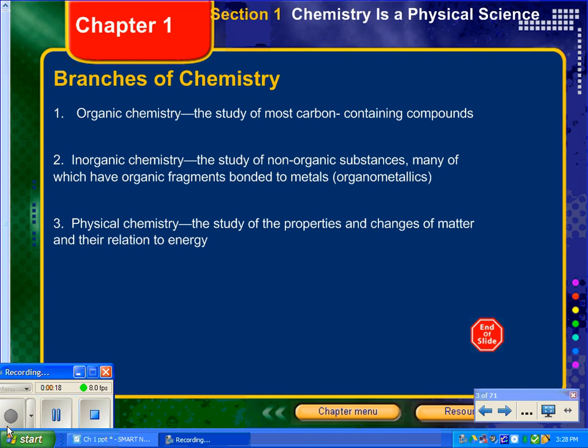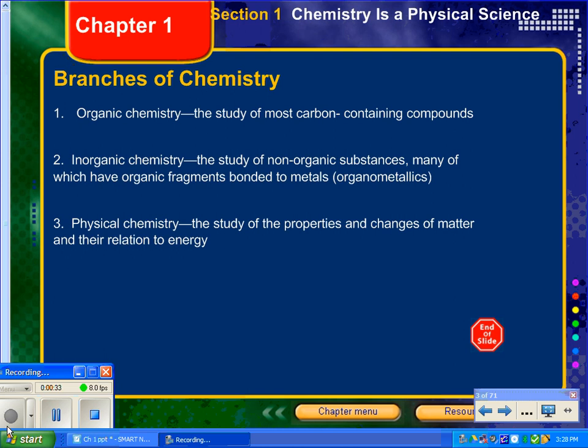We have 6 different types of chemistry. The first type is organic chemistry. This is studying anything that contains carbon. Objects that contain carbon are objects that are currently alive or have ever been alive.